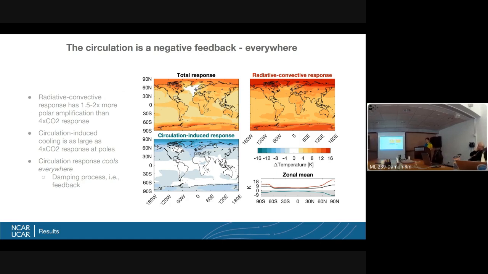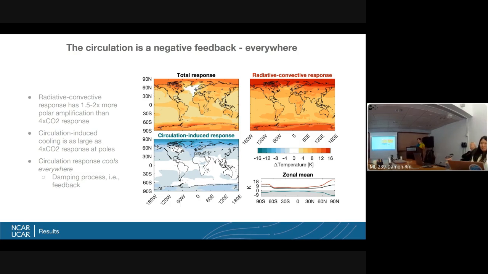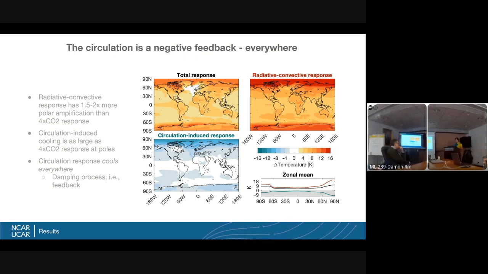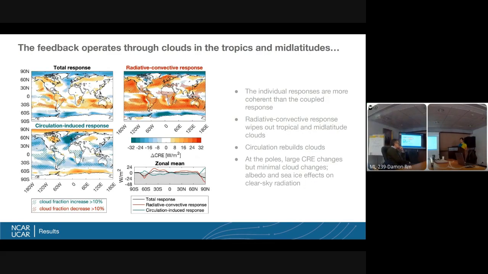And if you take the difference between those two curves, you can just call that the circulation-induced response. And of course, you see there's a huge cooling by the circulation at the poles, but there's also cooling everywhere. And it's especially aligned with these stratocumulus and mid-latitude storm track regions. The key is there's no place where the effect of the circulation is to warm. It's always a cooling, it's always a damping on global warming. And so that kind of lends our analysis to understanding this as a sort of diffusive response.